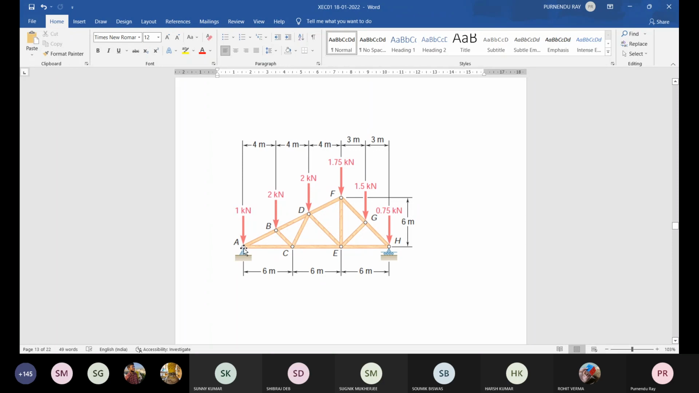Next thing, the same: RA vertical multiplied by 18 meter, this is clockwise. So once we have this, we can proceed towards determination of the internal forces. Okay.